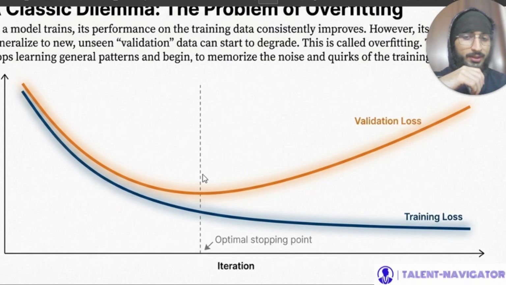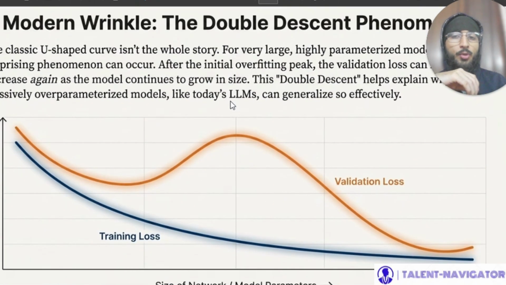The optimal stopping point is here, but once it starts going for more iterations, the validation loss increases and the training loss basically keeps on decreasing. So this is the point where we need to stop. This is the optimal stopping point where the loss is minimal for the validation as well as the training loss together.